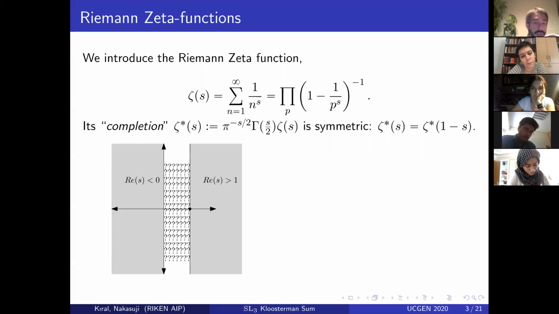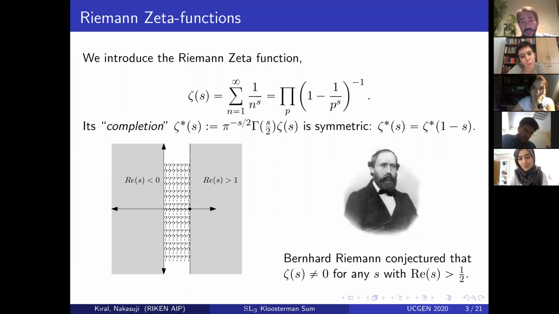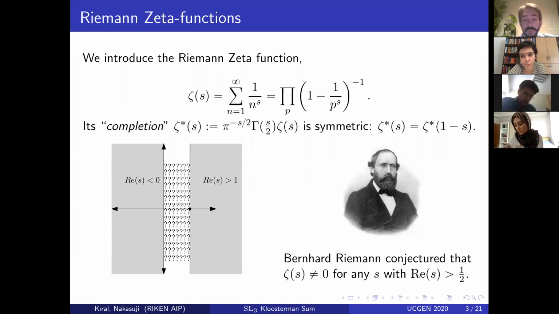The middle region, this strip, is more mysterious. The Riemann zeta function was introduced earlier, but Riemann was, I think, the first person to consider it as a function on the complex plane. And he conjectured that there are no zeros of the Riemann zeta function to the right of the middle of this question mark realm. Okay, so that is the Riemann zeta function and that is the Riemann hypothesis.